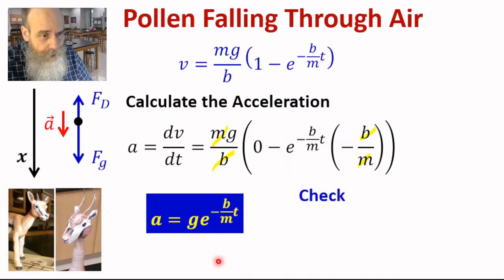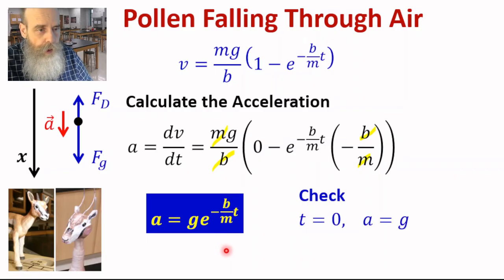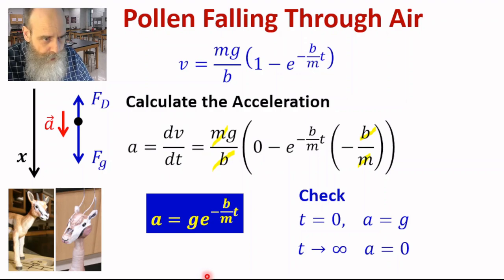Let's check this solution. When t equals 0, this exponential function becomes e to the 0, which is 1. So a equals g. When t equals 0, the drag force is 0. The net force is mg, so ma equals mg, acceleration equals g. When t goes to infinity, this exponential function becomes e to the negative infinity, which is 0. So therefore a equals 0. And after a long time, we reach terminal velocity. Velocity is constant, so the acceleration must be 0. So our solution makes sense.